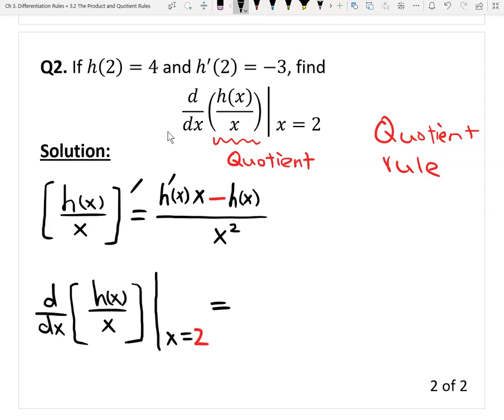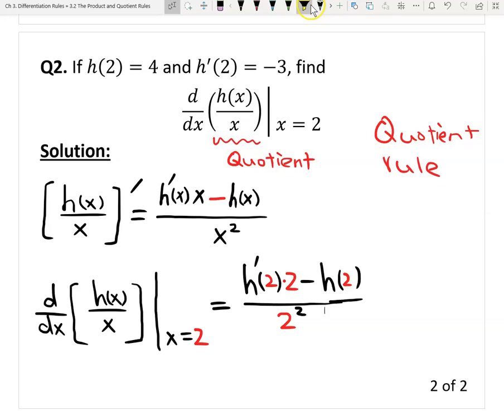Okay, I'm going to plug in. After we plug in, what do we get? So 2 squared is the bottom, right? The bottom is 2 squared. The top is h prime at 2, times x, which is times 2. Now it is minus h at x, which is 2. Okay, good. We plugged everything in.